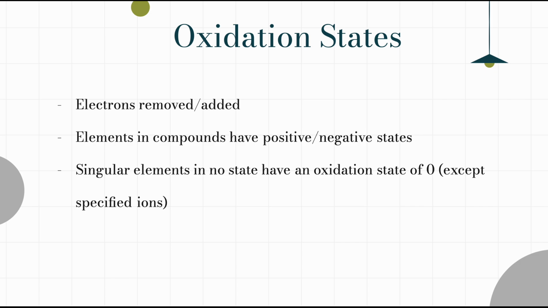Oxidation states are a vital concept in understanding redox reactions. They're influenced by electrons that are removed and added to compounds. Elements in compounds have positive and negative oxidation states, but singular elements in no state have an oxidation state of 0, except if they are specified ions in the equation.